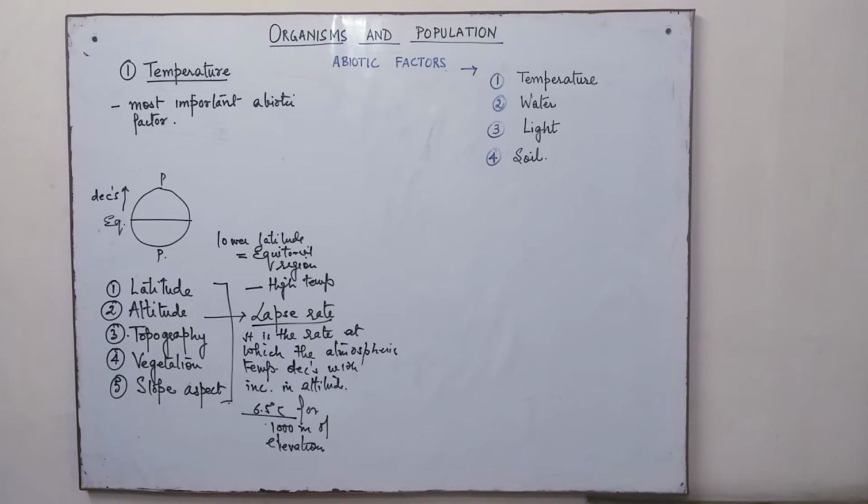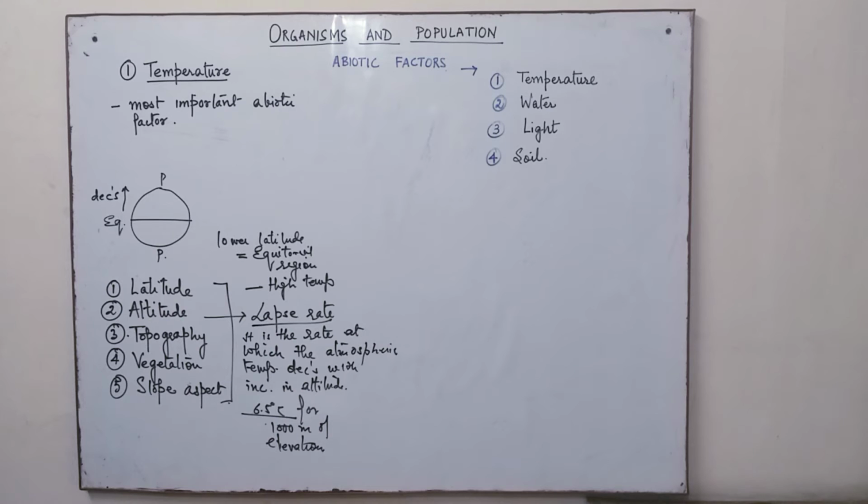Then the topography is the arrangement of the physical features of the area. Then there is vegetation, that is the plants, and the slope aspect, that is the effect of sunlight when there is a slope, which will also affect the vegetation. So we find these are the major factors that affect the temperature.